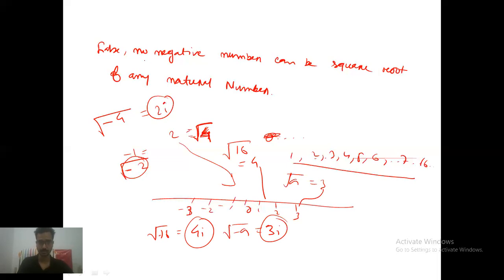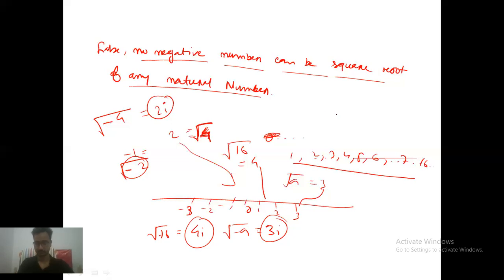Have you understood the statement? No negative number can be the square root of any natural number. That means, now see, no negative number can be the square root of any natural number. Try to understand this one.